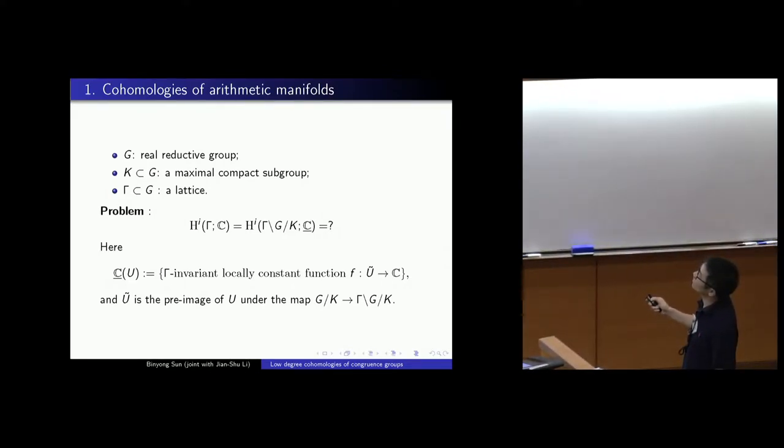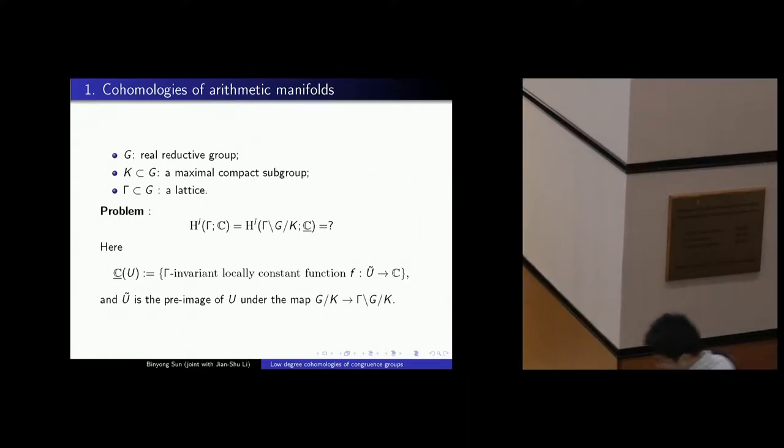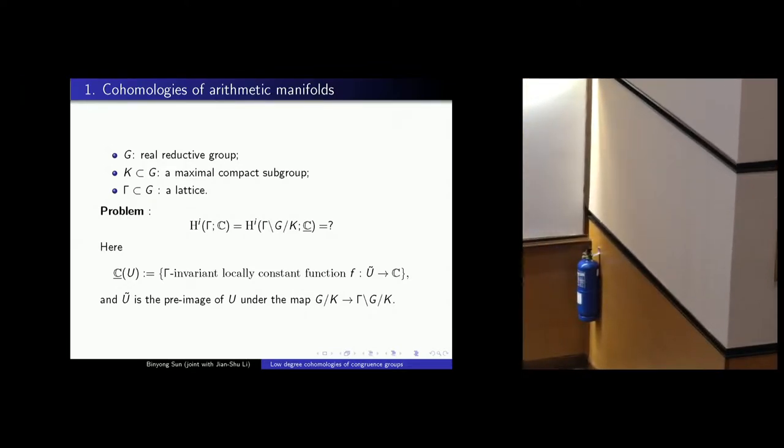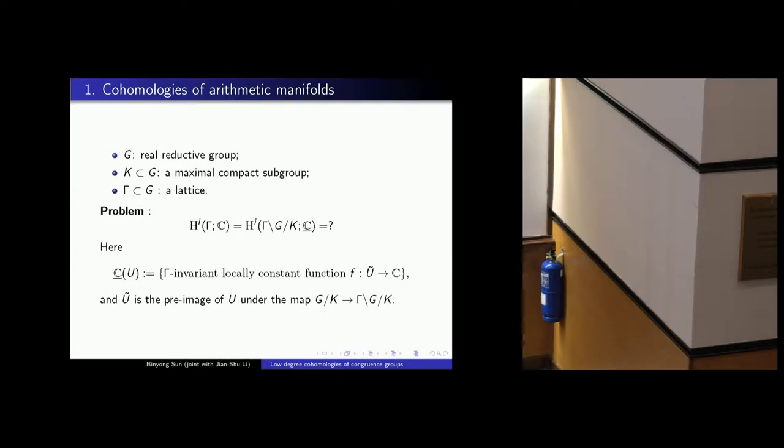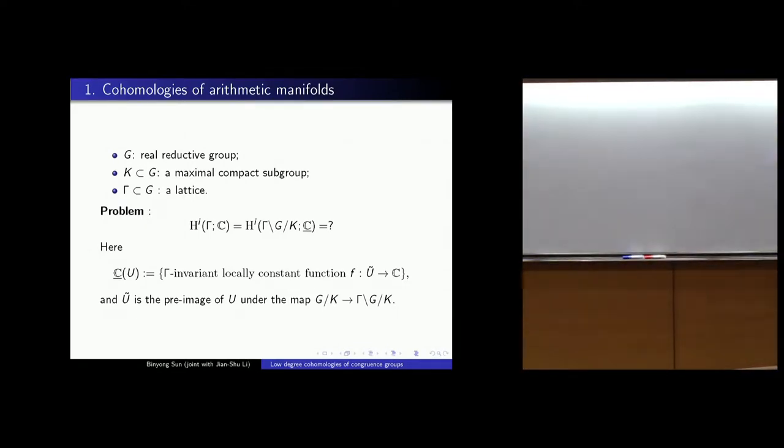This has a topological interpretation. We can consider the topological space gamma backslash G mod K, and consider the sheaf C underlying C. This is a sheaf on this topological space, which is defined by locally constant functions. When gamma is torsion free, this is just the constant sheaf, and this is a manifold. This is just the usual cohomology of the topological manifold. So we are interested in calculating this cohomology space.